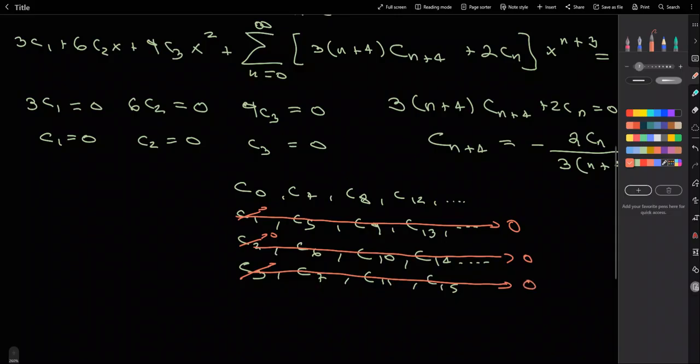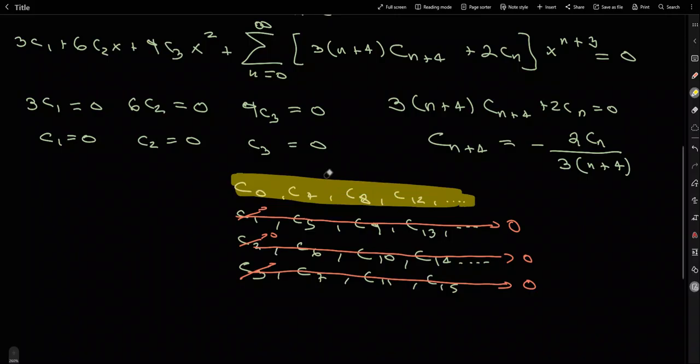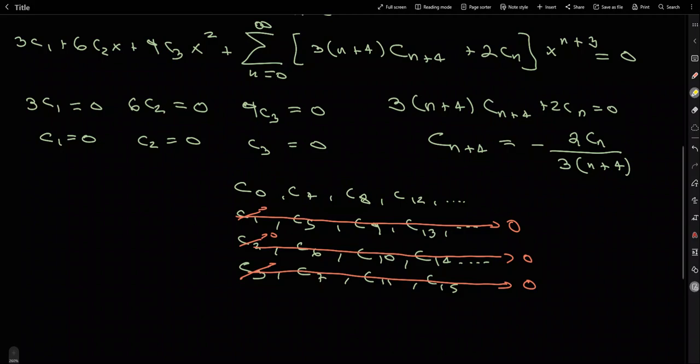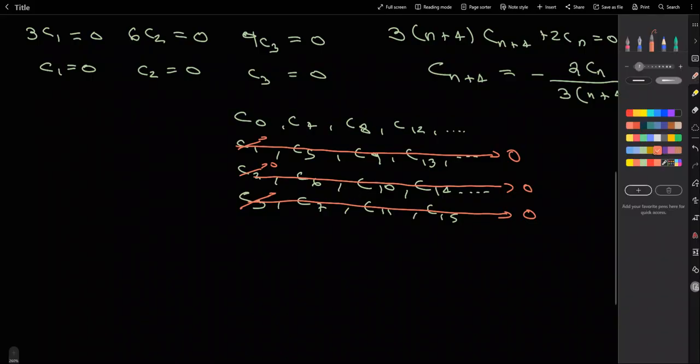So that means the only coefficients we need to generate are the ones for c sub 0, c sub 4, c sub 8, and c sub 12, etc. That means the coefficients for n equals 0, n equals 4, n equals 8, and n equals 12. Potentially just the first three. We may not need to do the fourth one. All right, so here we go.